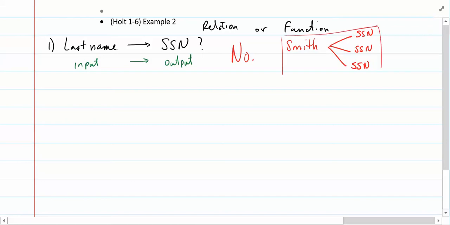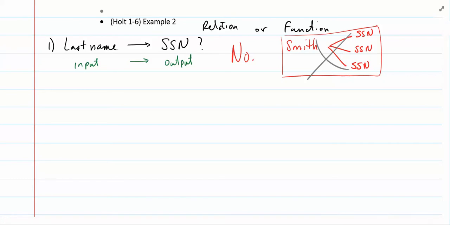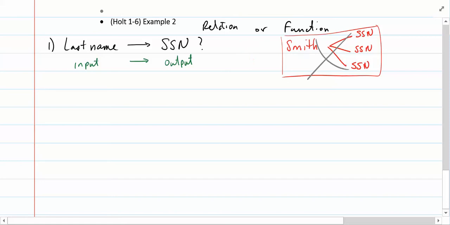This mapping diagram violates our definition for a function. So no, this is not a function. This is a relation. Let me do a better job of answering that. The question was whether it's a relation or a function. So we would definitely say here that this is a relation.